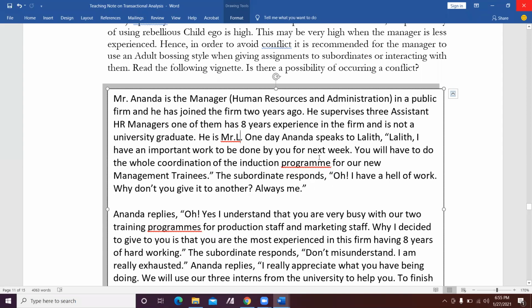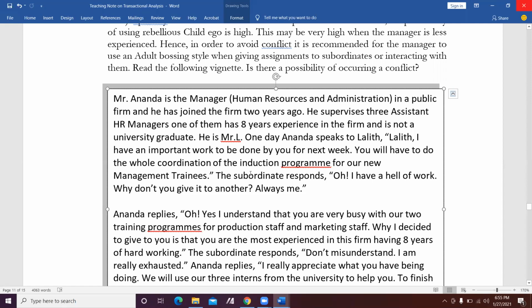How can you analyze this now by using transaction analysis, what you have learned so far? Lalit, I have an important work to be done by you. You will have to... what ego state did the human resource manager use? Parent ego, more likely. And then the response: what type of ego state did the subordinate use? Oh, I have a hell of work. Why don't you give it to another? Always me. Rebellious child, child ego.